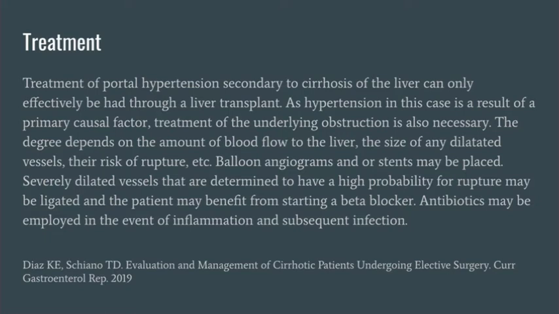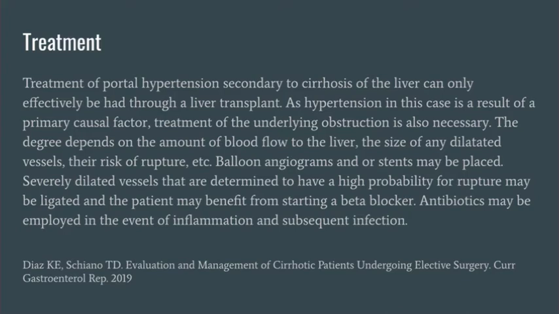Treatment for portal hypertension secondary to cirrhosis of the liver can only effectively be had through a liver transplant. As hypertension in this case is a result of a primary causal factor, treatment of the underlying obstruction is also necessary. The degree depends on the amount of blood flow to the liver, the size of any dilated vessels, their risk of rupture, etc. Balloon angiograms and/or stents may be placed.